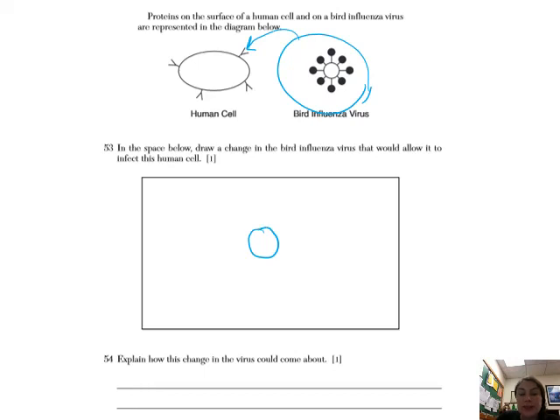So if this is the bird influenza virus, in order for it to infect humans, there would have to be triangular shaped docking proteins because the shape has to match. The only way this will happen is if the bird influenza virus experiences a random genetic mutation.